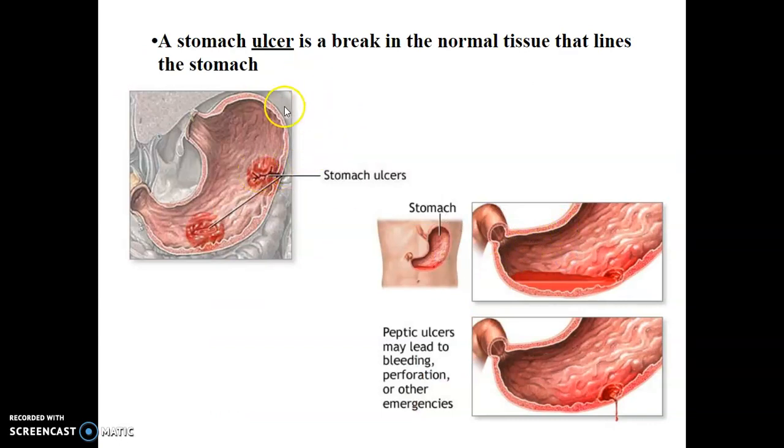Oh, we did talk about ulcers. Good. A stomach ulcer is a break in the normal tissue that lines the stomach. This could be caused by medications that you're not used to taking, can cause your stomach to somewhat dry out or make less mucus. Stress can also cause this. That's why you hear, I'm so stressed, I'm getting an ulcer. That can definitely cause it. So it can cause a hole to start forming, or at least cracks.